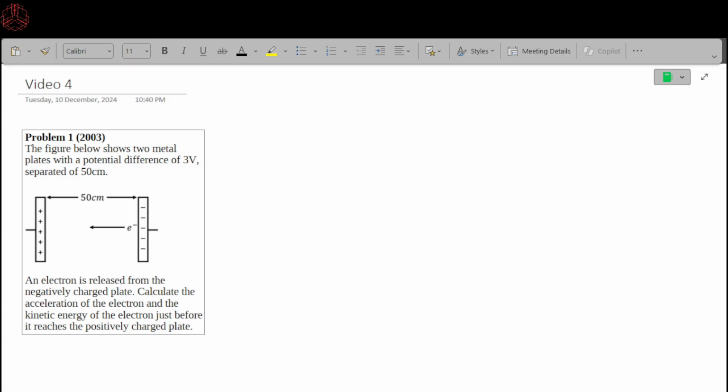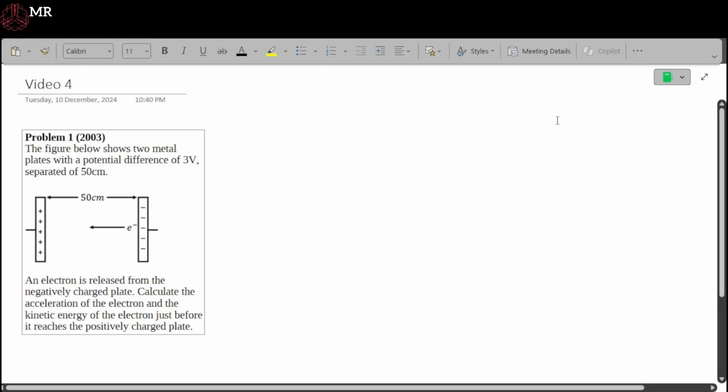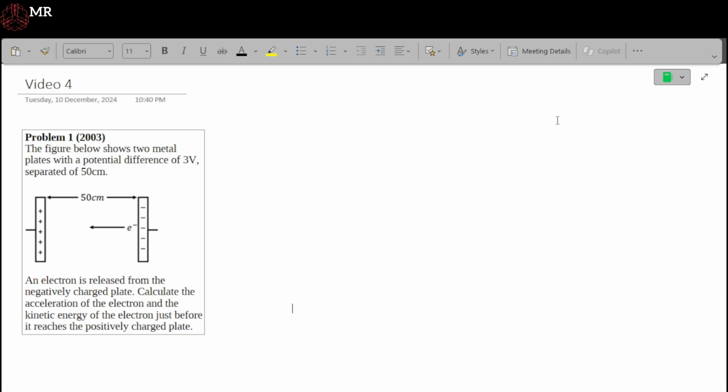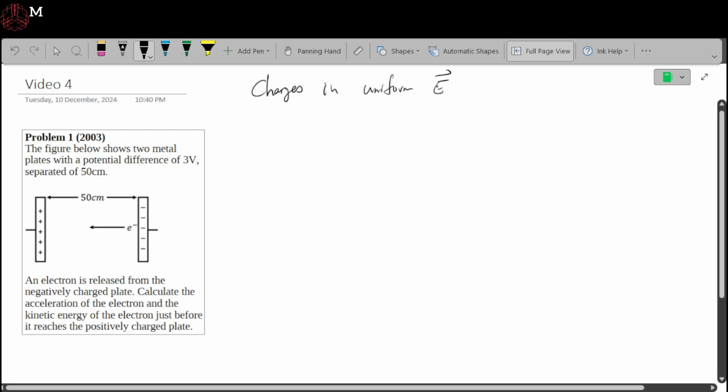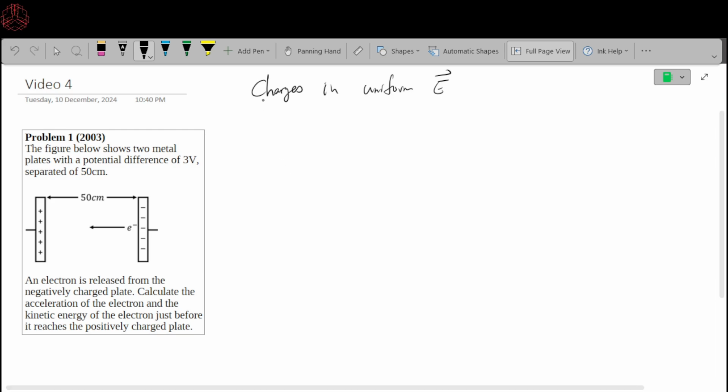Okay, so we are entering the fourth video for this chapter, at least in this series. We are looking now at a subtopic called charges in uniform electric field. What we're going to do is take a charged particle, put it in a uniform electric field, and then work out its kinematics. The main thing is that you have to remember your kinematics equations, and I'll demonstrate that through a few questions.